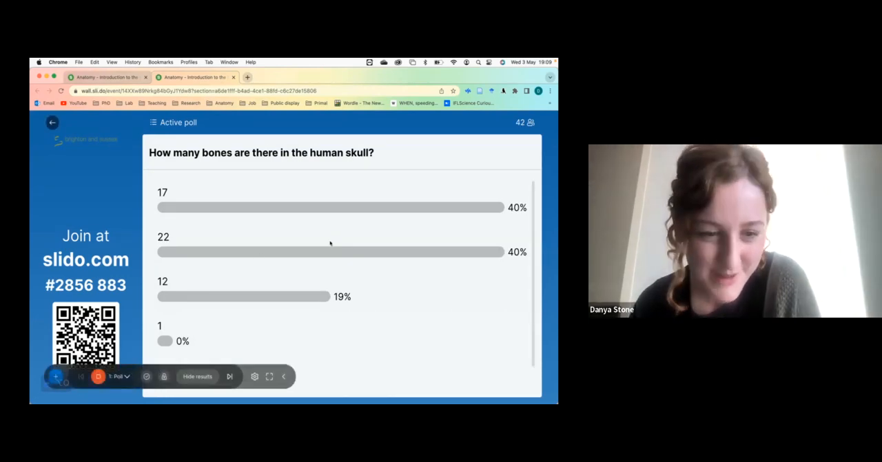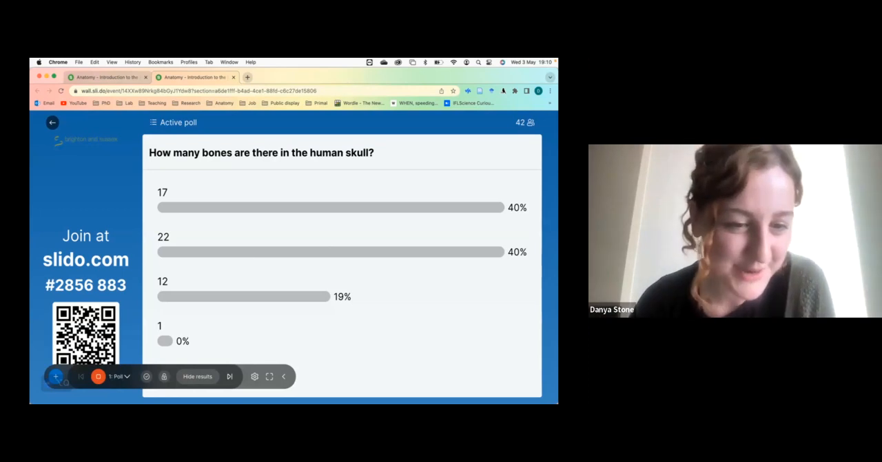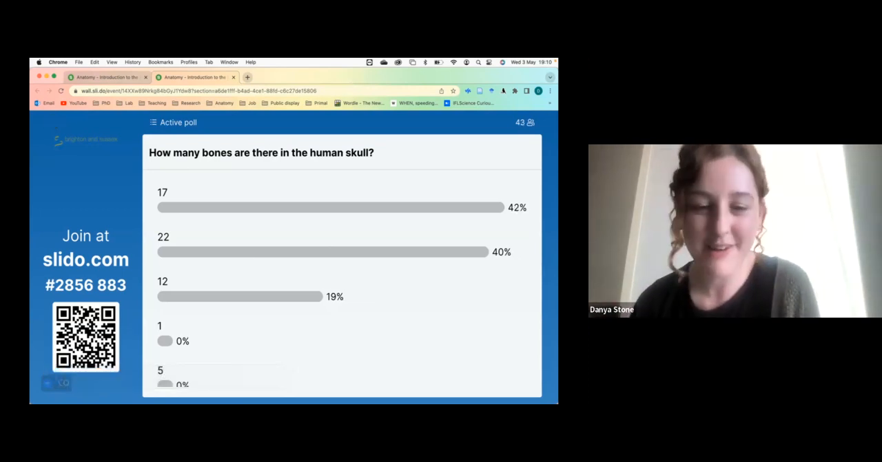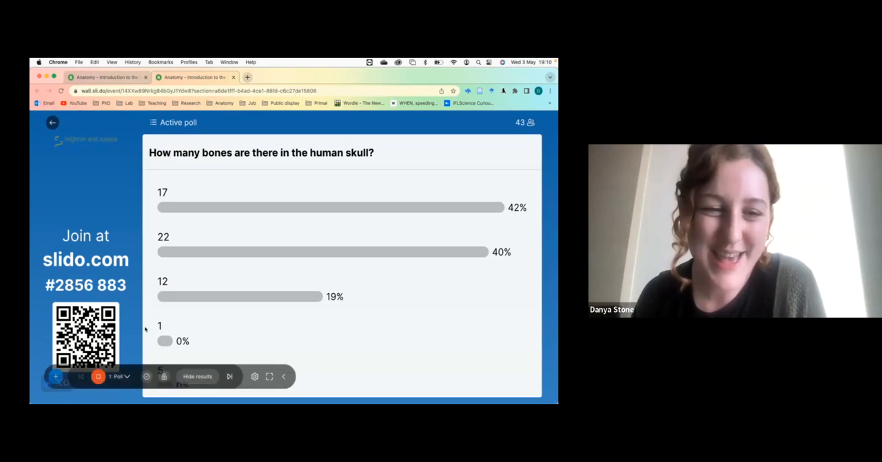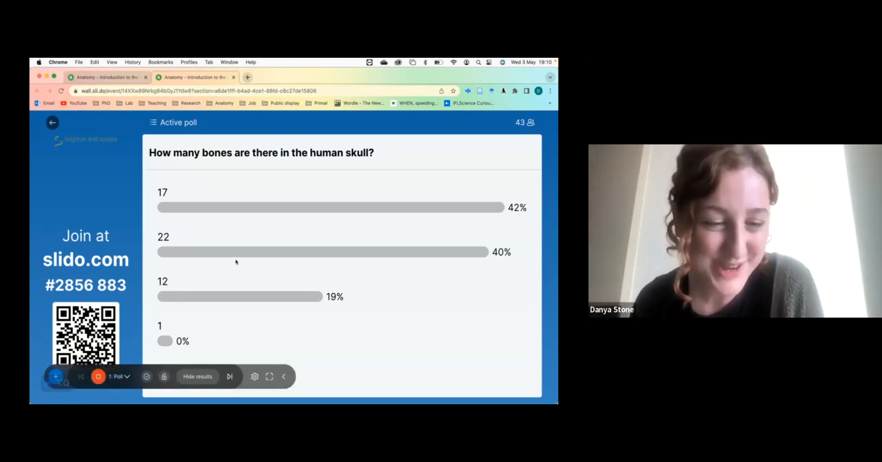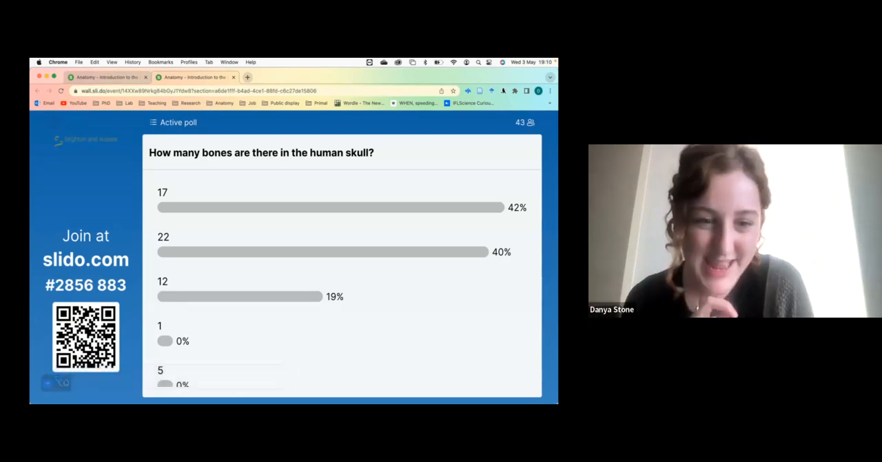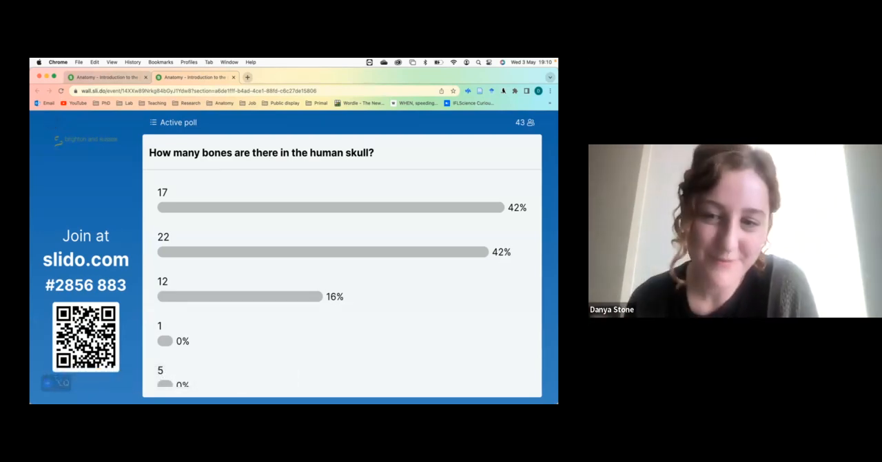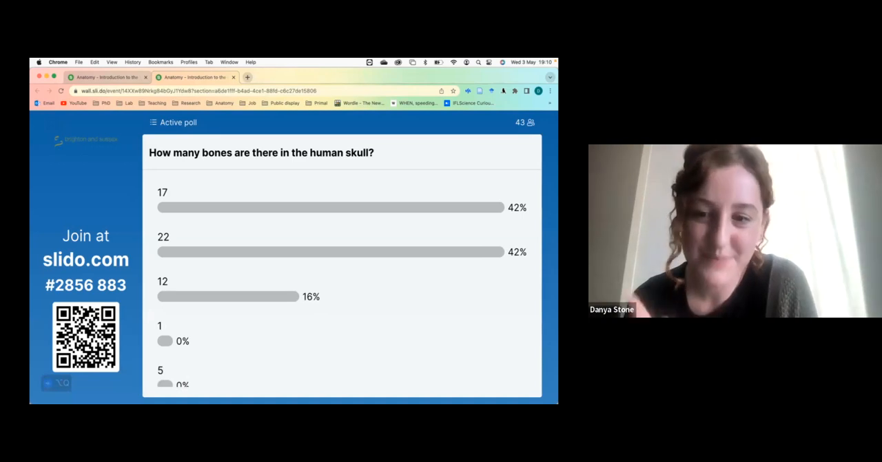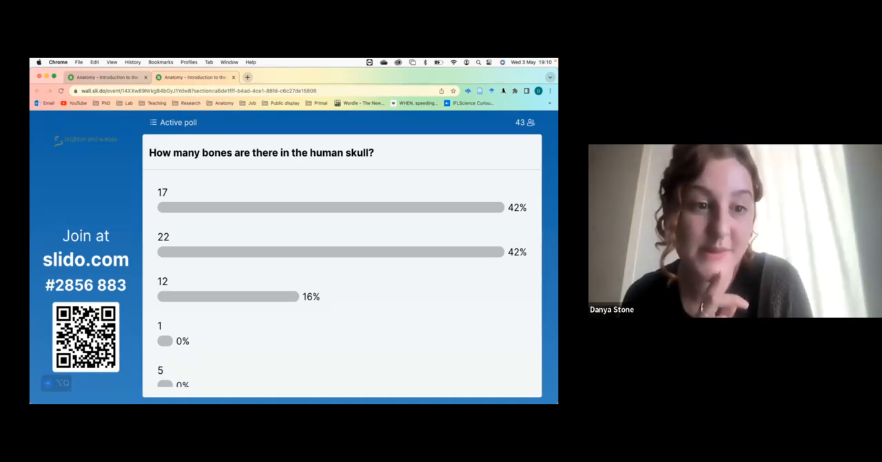Amazing. So I'm very impressed. I thought I was going to catch you all out with the 1. I thought you were going to be like, oh, it's the skull, of course. The answer is 22. So amazing for the people that got that. And 17 was a great guess, though, as well, for the people that picked that one. So there's 22 bones in the human skull.